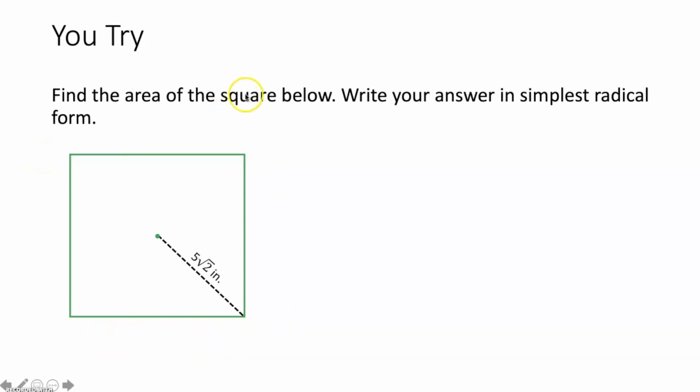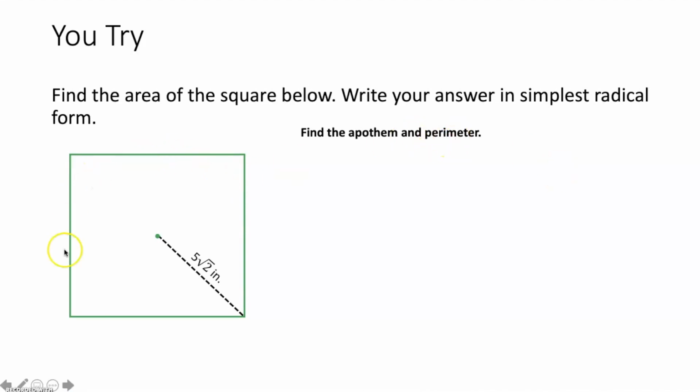Well, we do know that a square is in fact a regular polygon because it has all sides congruent and all interior angles congruent. So we could use the area of a regular polygon formula, which is area is equal to 1/2 the apothem times the perimeter. Let's try to do that. So in order to use that formula, we need to figure out the apothem and the perimeter. So is there anything we can find first?